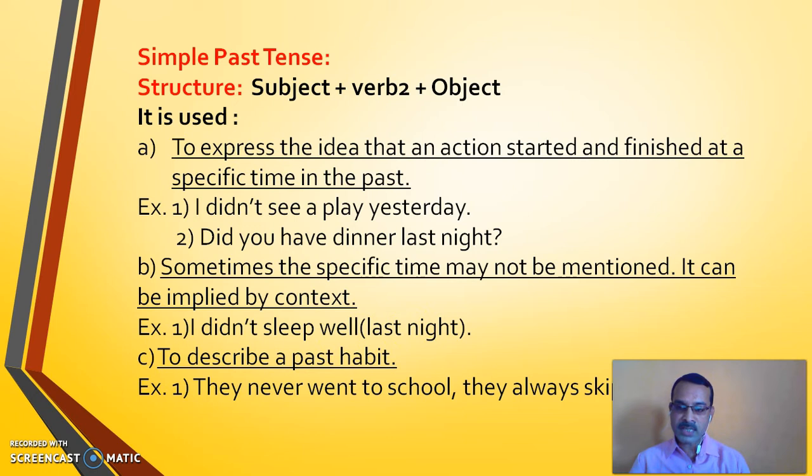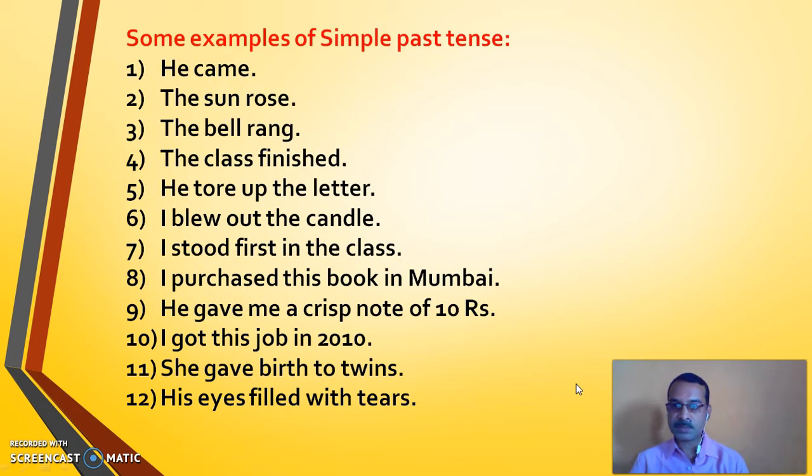The next use is to describe the past habits. Simple past tense is used to describe the past habits. For example, they never went to school. They always skipped class. म्हणजे ते शाळेला गेले नाहीत, त्यांनी नेहमी शाळा चुकवली किंवा बुडवली. Here are some of the examples of past tense. I will tell you the Marathi meaning. That is also important here.